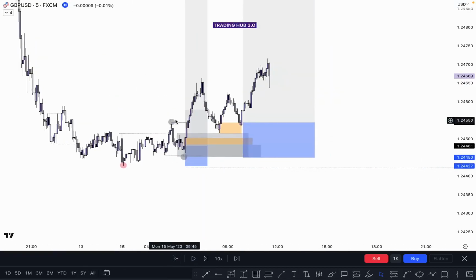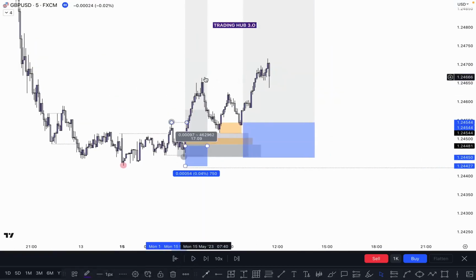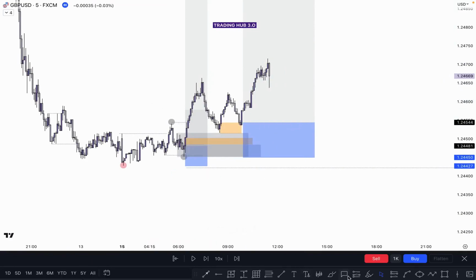In this case, what happened here? The break of structure is confirmed here, and our higher high is confirmed here at this point. Why? Because the market took out this inducement. So when the market takes out the inducement, we can buy here, right?